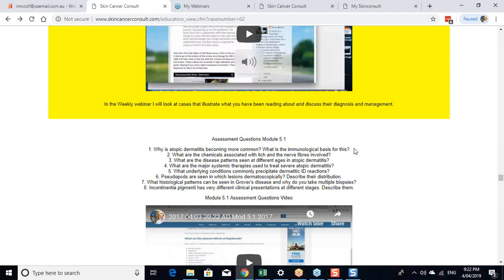The chemicals associated with itch and the nerve fibers involved. Well, itch is usually an unmyelinated C fiber. So it's relatively slow, things pass along it relatively slowly. These nerve fibers can grow into the epidermis in areas of skin that are rubbed and scratched. The itch and pain fibers can be transmitted along the same nerve fibers. And with itch, it's not all due just to histamine. Prostaglandins are involved with itch. And there are a variety of other chemicals that are involved with itch as well.